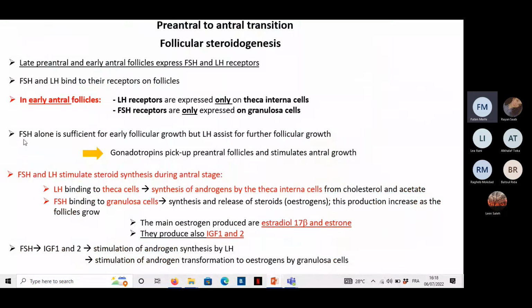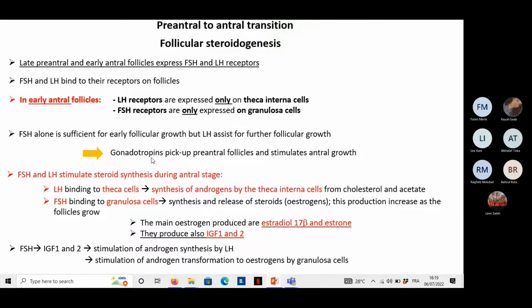Okay, that's why they are telling you that the FSH alone is sufficient for the early follicular growth. But later on, during the later development from the early antral to the late antral, the LH will also be responsible for this follicular growth. The LH will assist for the further development of the follicles from the early antral to the late antral. If there is no LH, this transition from early antral to the late antral will not happen.